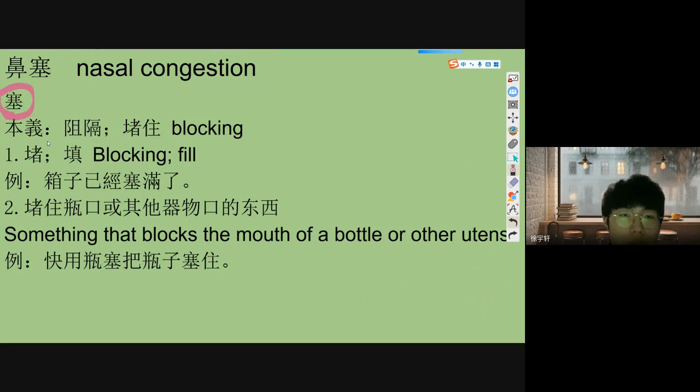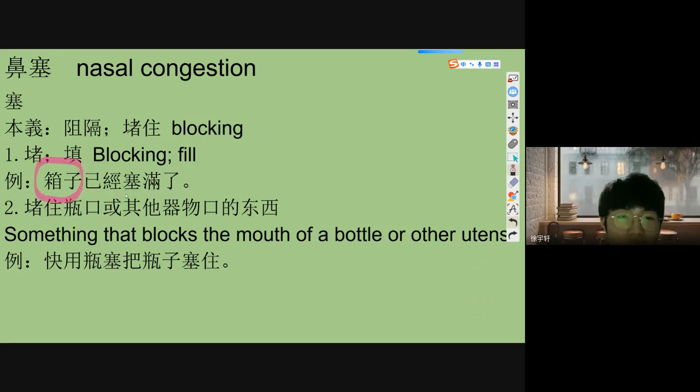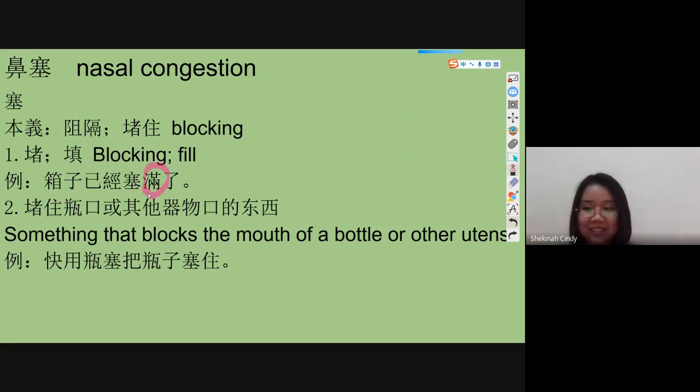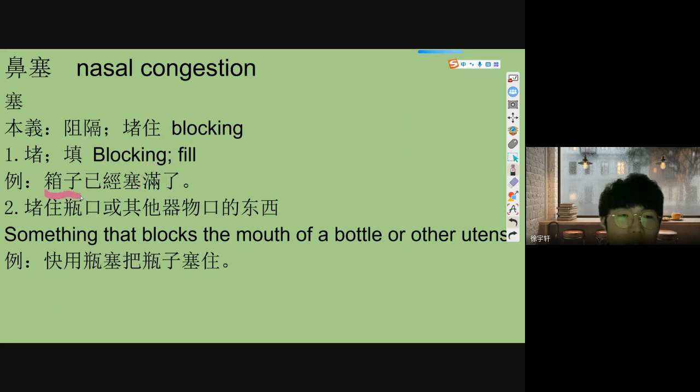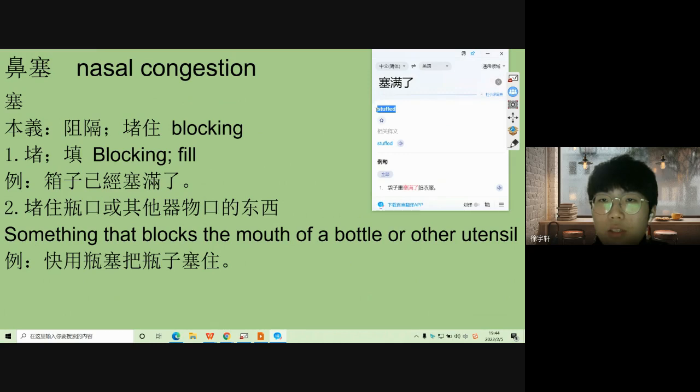So here, 塞's first meaning is blocking or filling something. For example, 箱子已经塞满了. Can you try to translate this one? The 箱子 is the suitcase. So the suitcase is already full. It already has no other space. 塞满, the suitcase is stuffed.